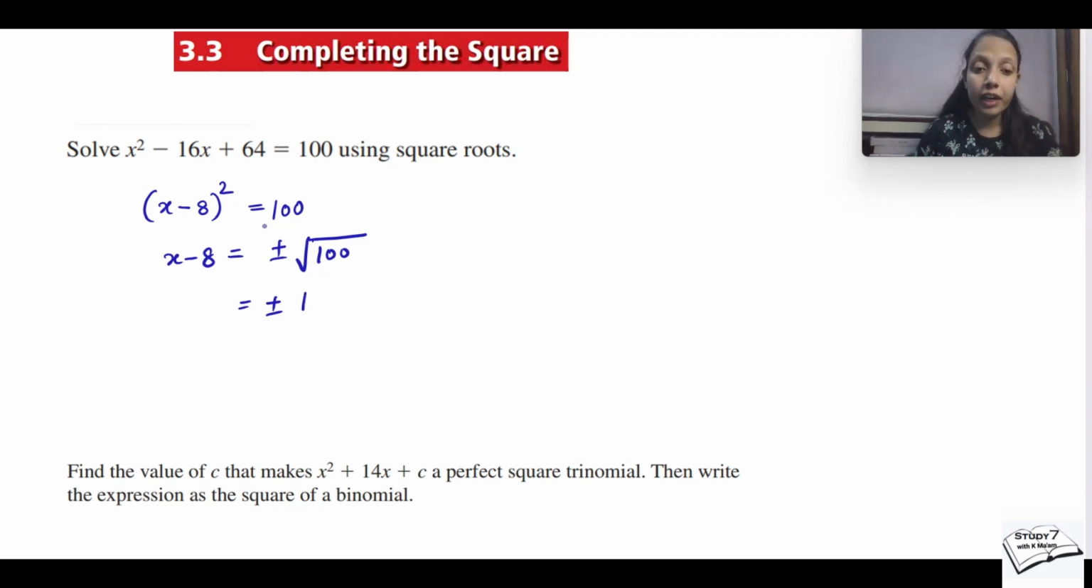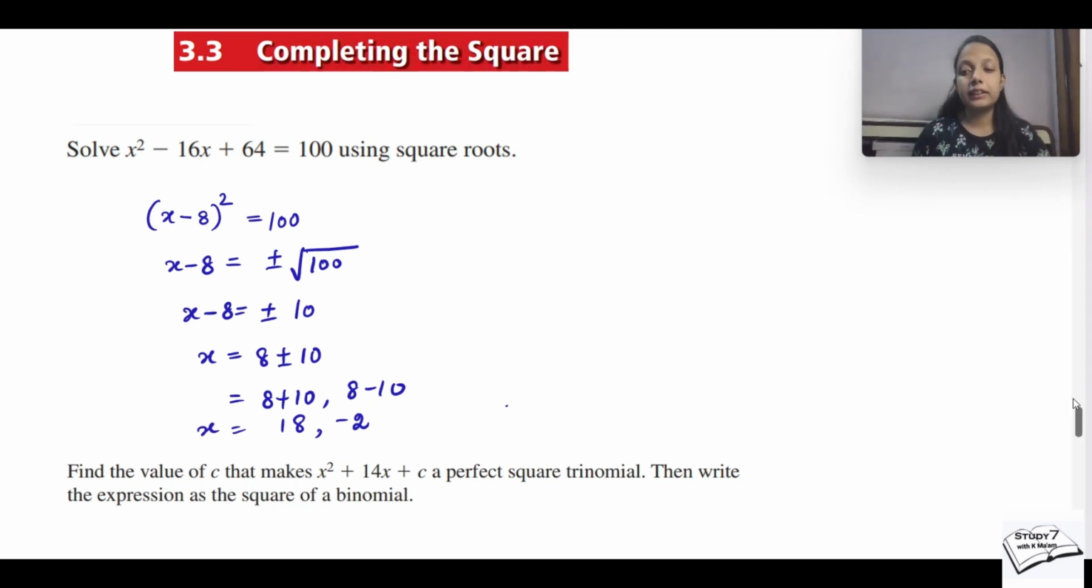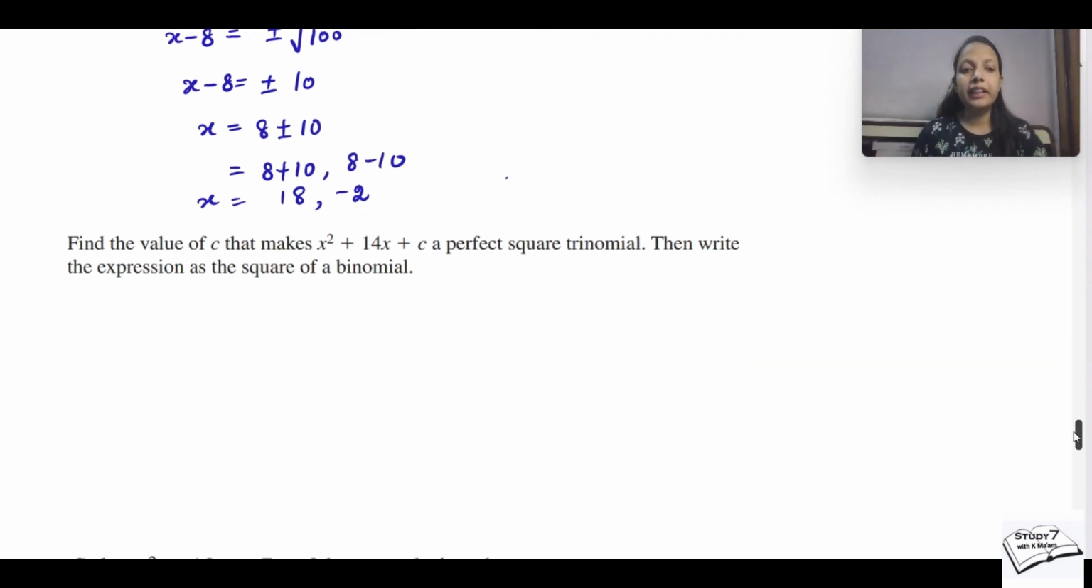The square root of 100 is 10, and x minus 8. So I will get x equals 8 plus minus 10. This is 8 plus 10 and 8 minus 10. It is 18 and negative 2. These are the answers.